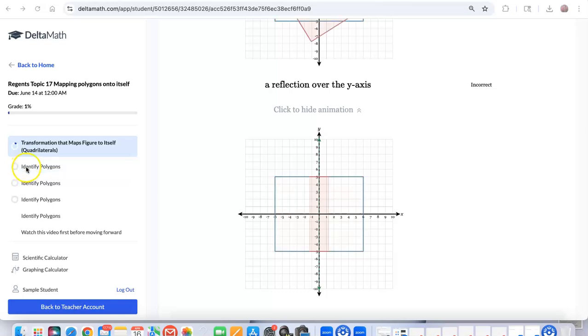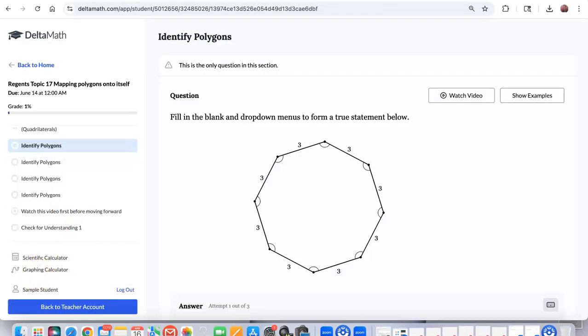Hey everyone. So far you should have already completed the transformations that map figures onto itself section. So now we're going to do identifying polygons. And part of what we're going to be learning throughout this course is obviously identifying different polygons, and you need to be able to do that. So you should be able to know obviously what different shapes are, but let's just go over it really quick.